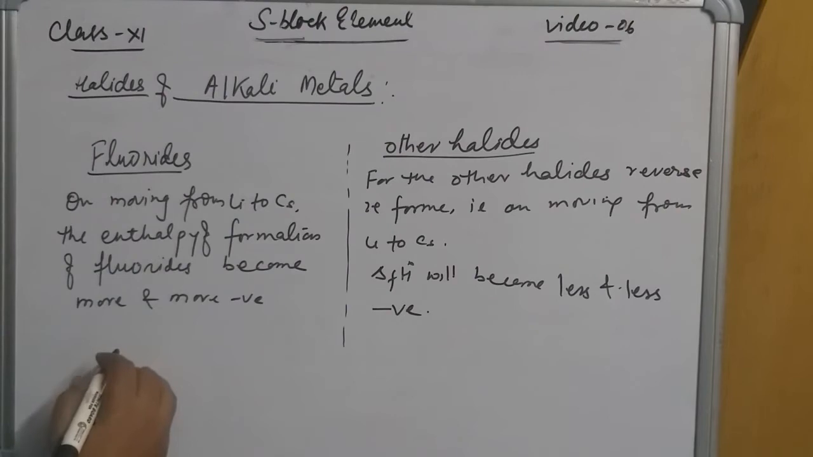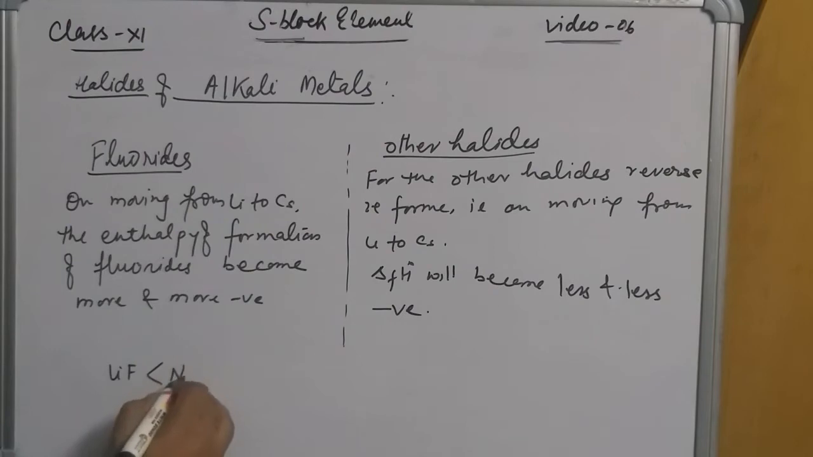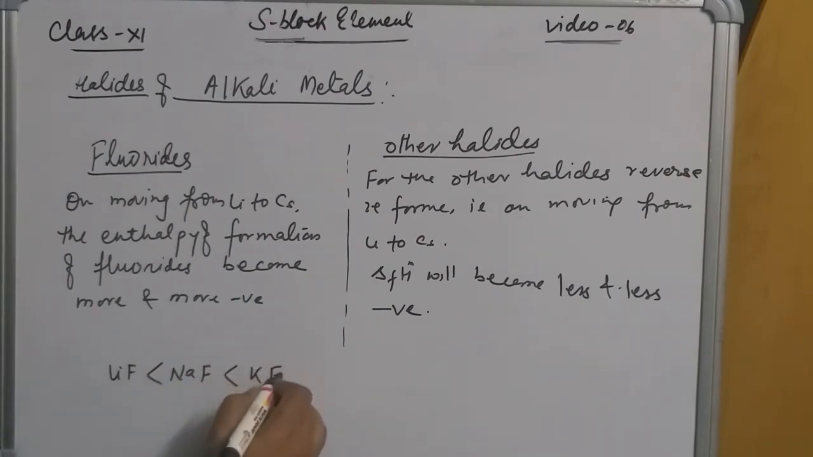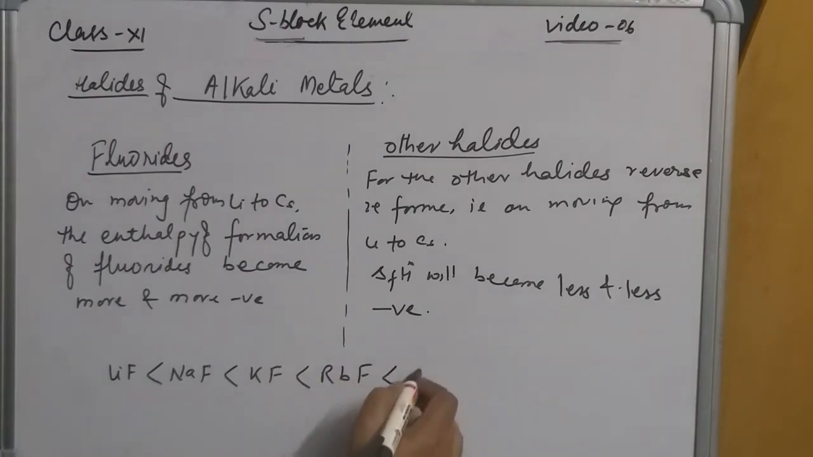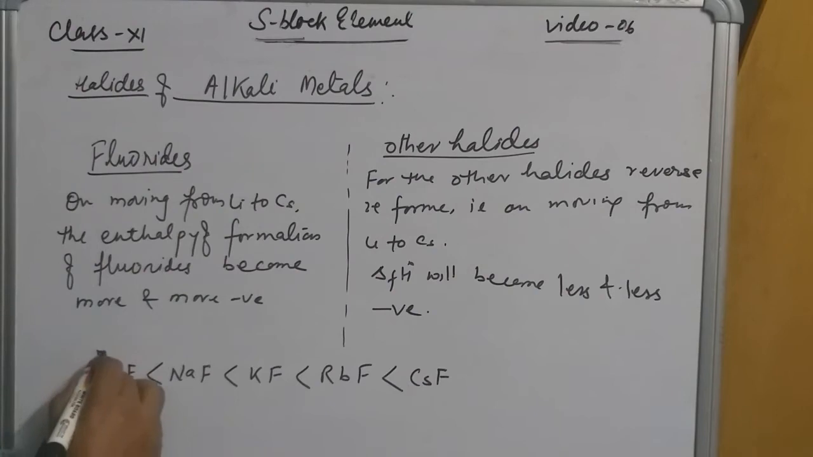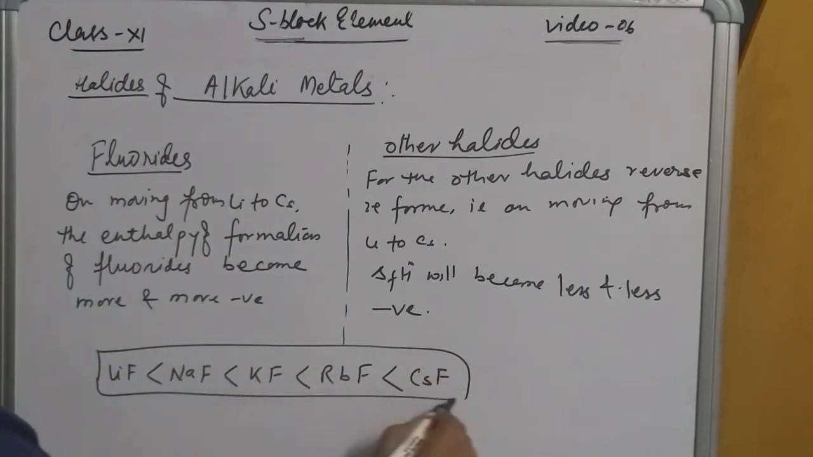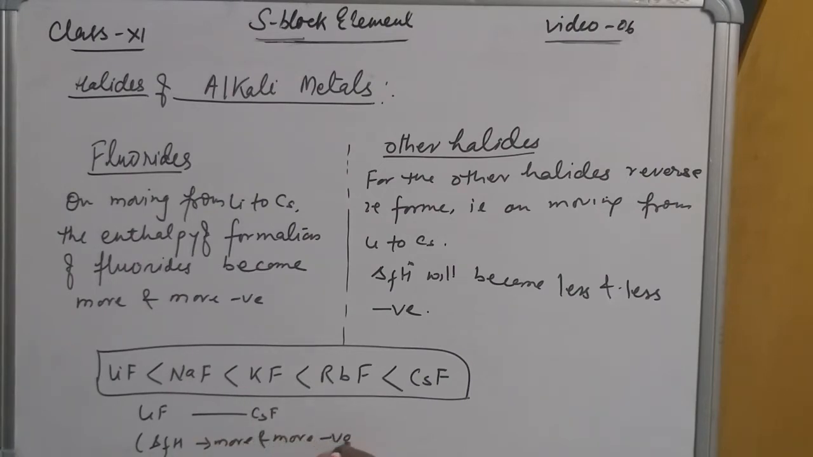So if we see the trends of lithium fluoride, sodium fluoride, potassium fluoride, rubidium fluoride, then cesium fluoride, as we move top to bottom, the enthalpy of formation becomes less and less negative. So from lithium fluoride to cesium fluoride, the enthalpy of formation becomes more and more negative. Let's discuss the melting points of halides.